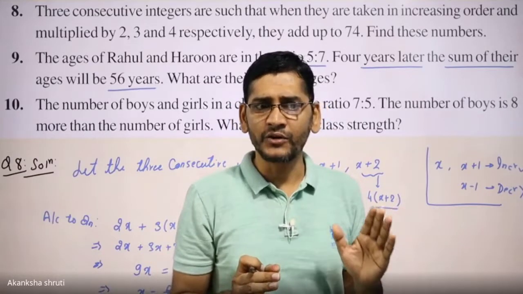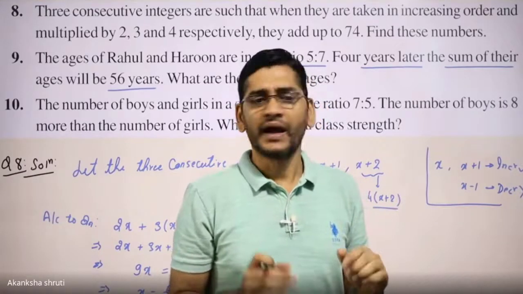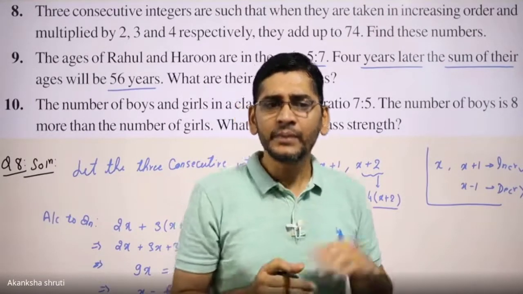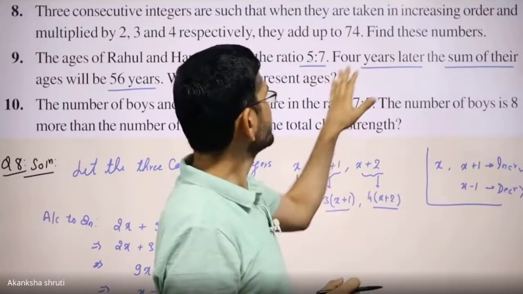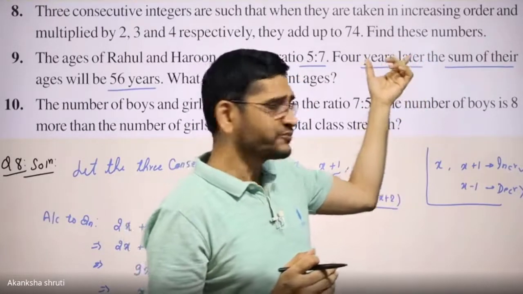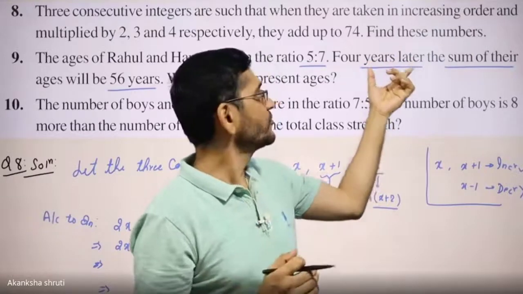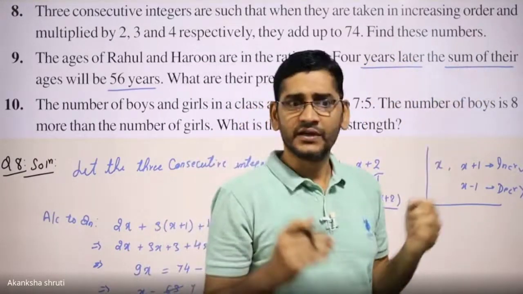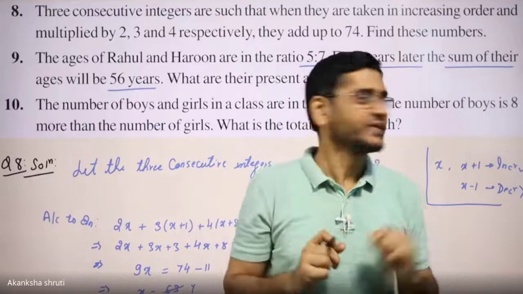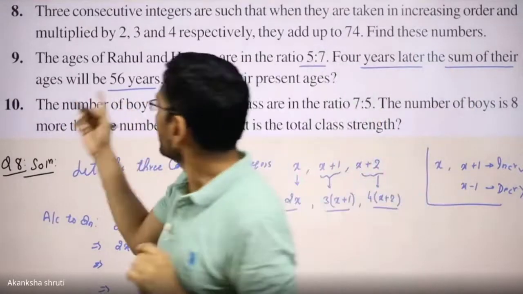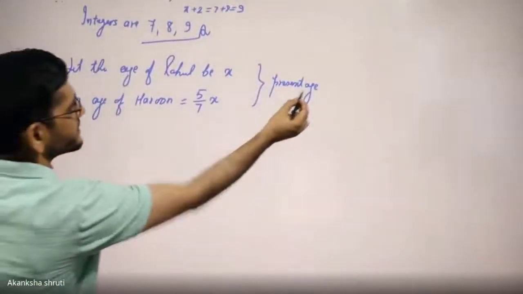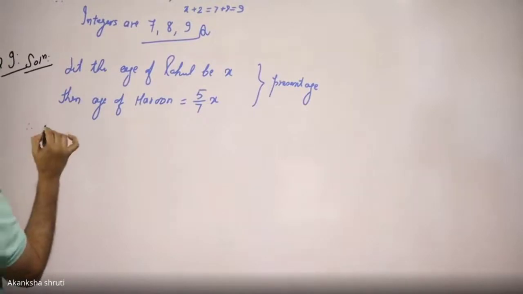Then what will be the age after 4 years? The age of Rahul becomes x plus 4 and the age of Harun becomes 5/7x plus 4. So 4 years later, the ages have to be calculated. After 4 years they will have their new age. At that time, the sum of their ages is 56. So we need to apply the later age. These were the present ages. Therefore, you have to write this.